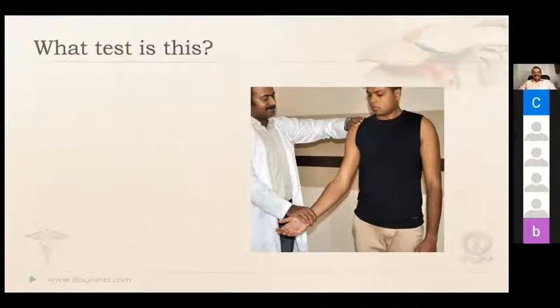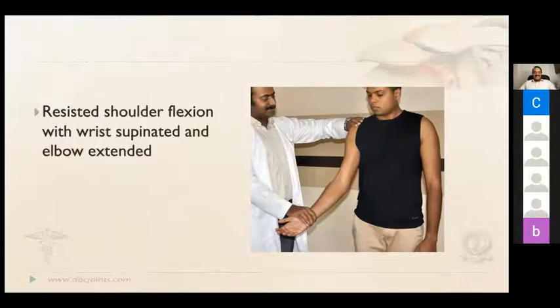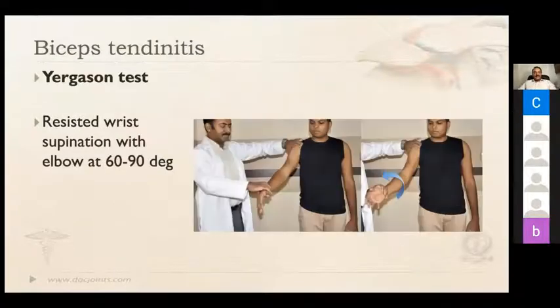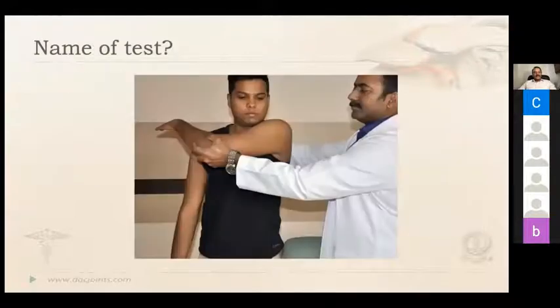That's a speed test. What is the other test for biceps? Yergason's test, yes. So that is the speed test, resisted shoulder flexion with the wrist supinated and the elbow extended. And that's the Yergason's test. That is with the elbow kept at 60 to 90 degrees and supination is resisted. Supination of the forearm is resisted. The biceps is the supinator of the forearm.